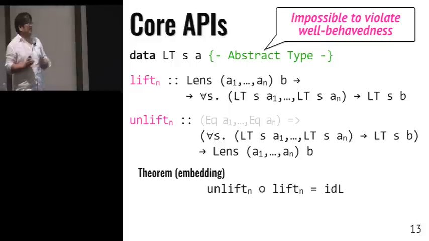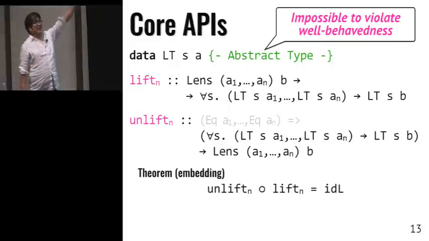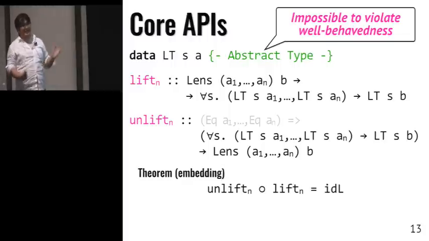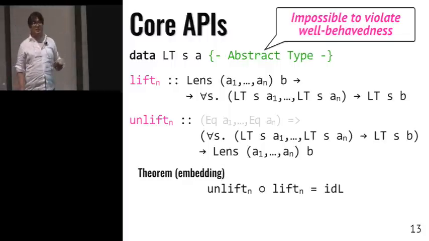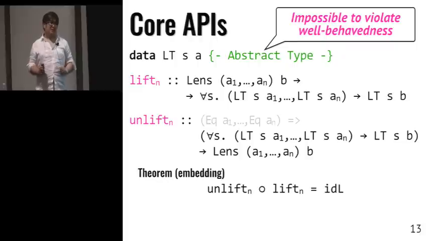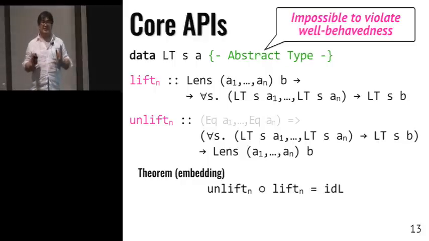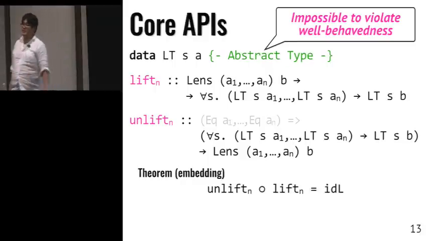What is important here is that this LT type is treated as an abstract type in our framework. Since the LT types are abstract, the only way to manipulate LT type values is by using lifted functions. This is key in our framework to guarantee the well-behavedness. Anyway, I will explain the programming example in our framework.